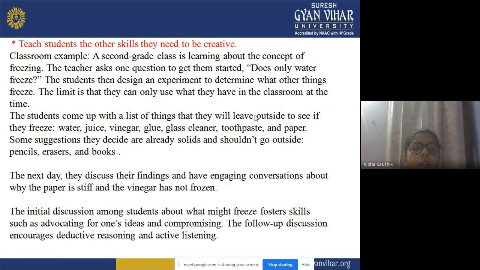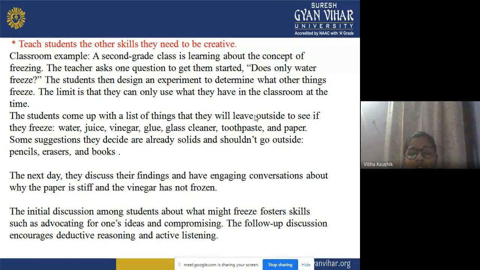Teach students the other skills they need to be creative. Classroom example: a second grade class is learning about the concept of freezing, how things freeze. The teacher asks one question to get them started. Does only water freeze? Now the teacher is starting the questioning, and it will start the thinking process of the students. The students then design an experiment to determine what other things freeze.